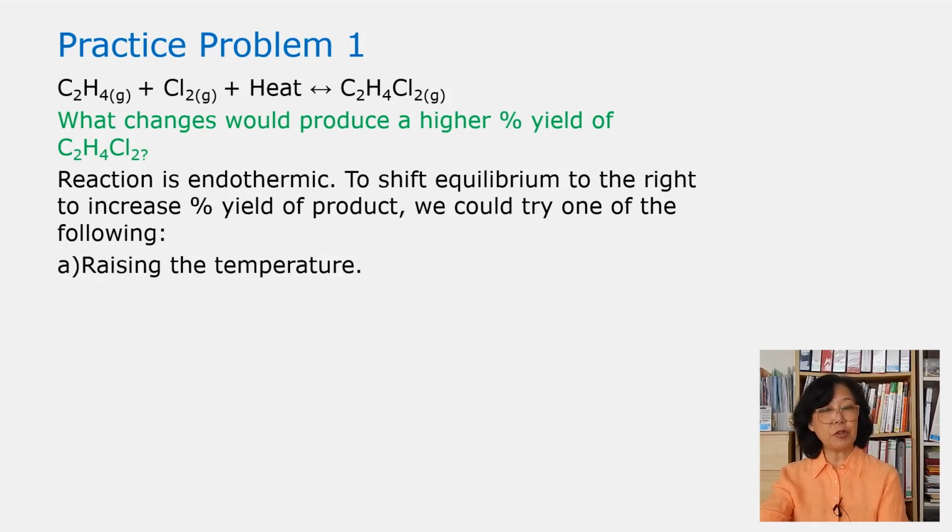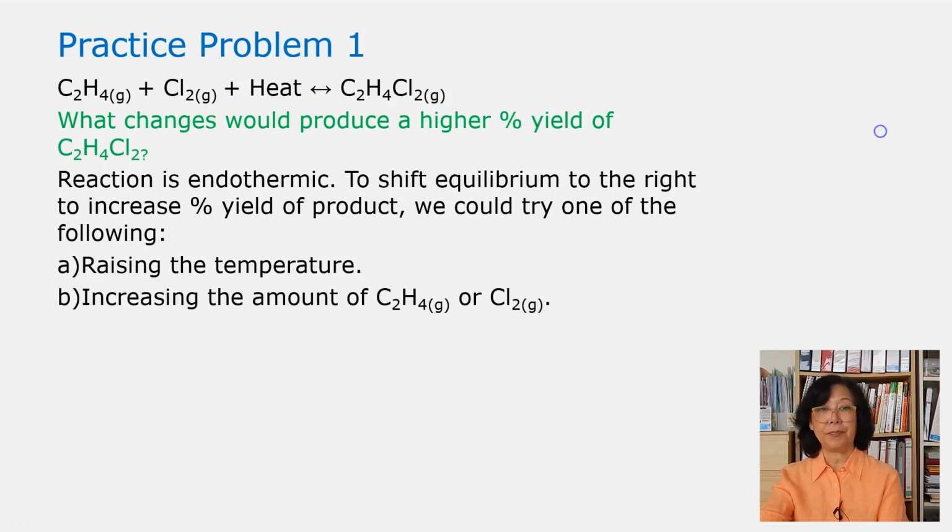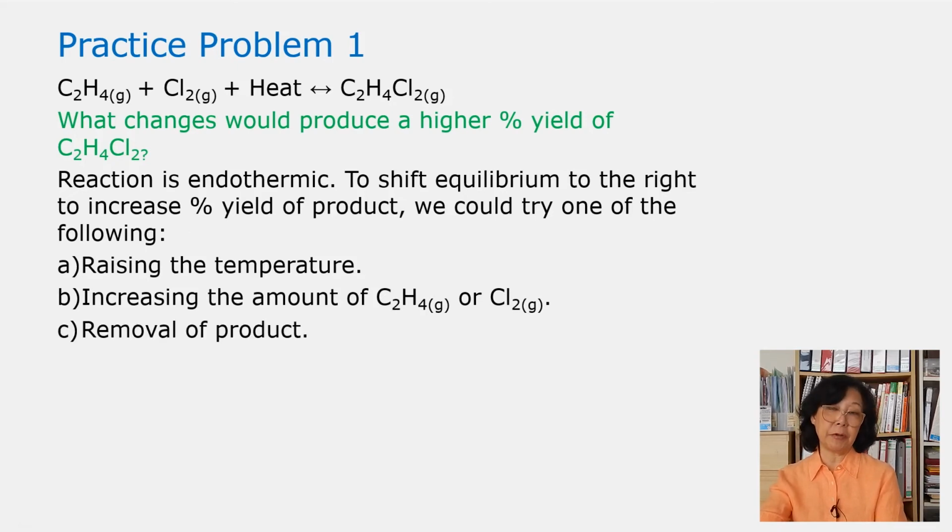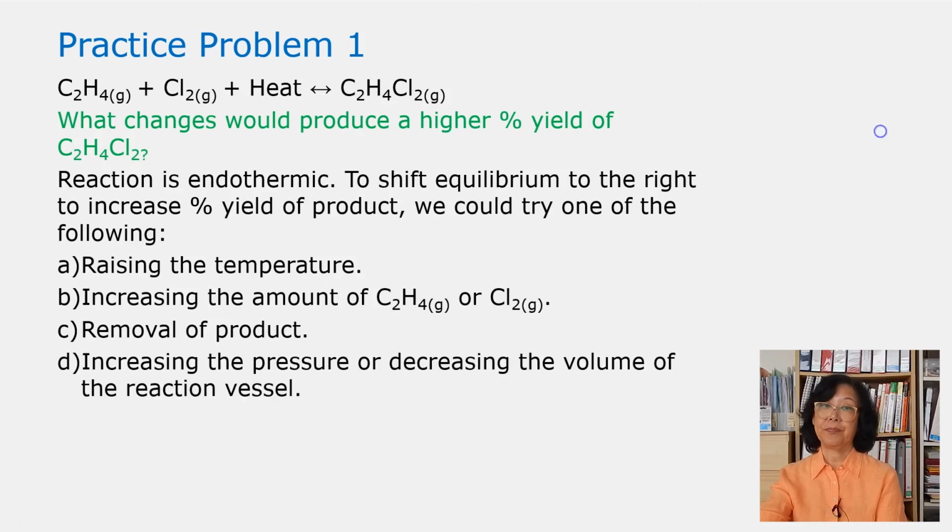If we raise the temperature, because it's endothermic, it will shift the equilibrium to the right. If we increase the amount of the reactants, ethene and chlorine, again, it will use that up somewhat to shift equilibrium to the right to make more product. If we remove the product at equilibrium, there's not enough product to maintain equilibrium, then the reaction will go to the right to produce more product.